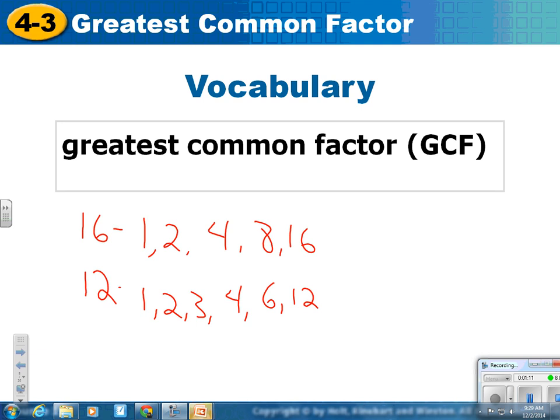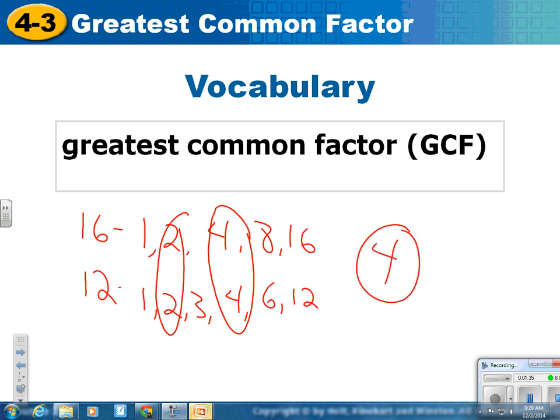That's it. All right. So then what we have to do is look at the ones that they have in common. They have 2 in common, and they have 4 in common. Which of those two that they have in common is the greatest, or has the largest value? 4. So our greatest common factor for this one is 4. Right? It is easy, as long as we know our multiplication tables.